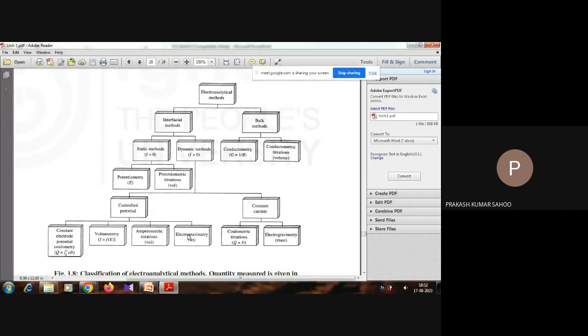The control switch is with us, so we may decrease or increase the potential or the current, the electricity passed through it. Then we have constant current. Under this, we have two types: coulometric titration and electrogravimetric by mass. So these are the different types of electroanalytical methods. We will discuss these things in our later classes.